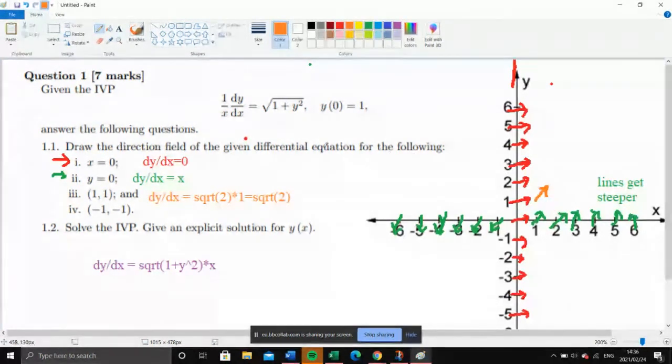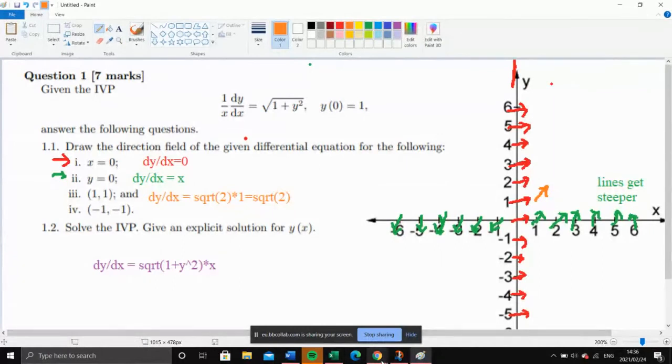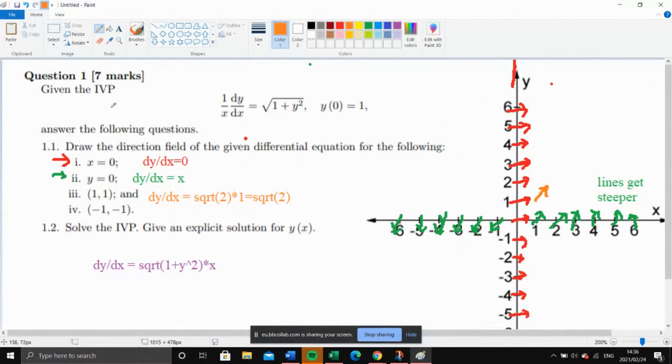Okay, am I making some sense? Yes, awesome. So we only draw one arrow. Yes, because we were told to draw the direction field of the given differential equation for the following. So for the line x is equal to 0, that gave us these lines. For the line y is equal to 0, that gave us those arrows. Then this is only a point. This is the point 1, 1. So then we only have to draw the single arrow representing the derivative at that specific point.